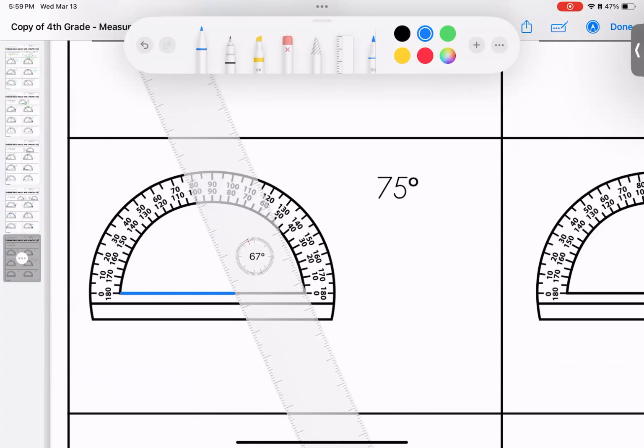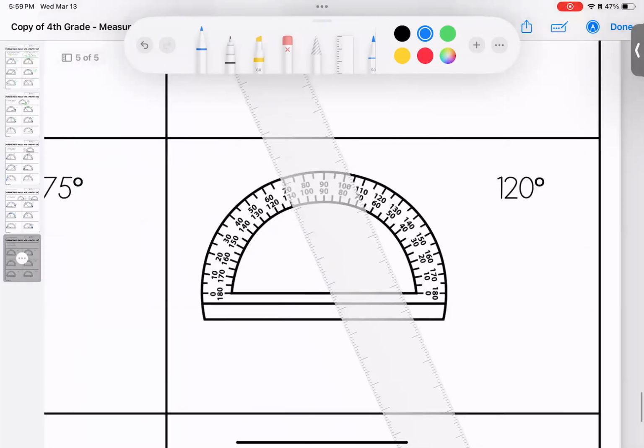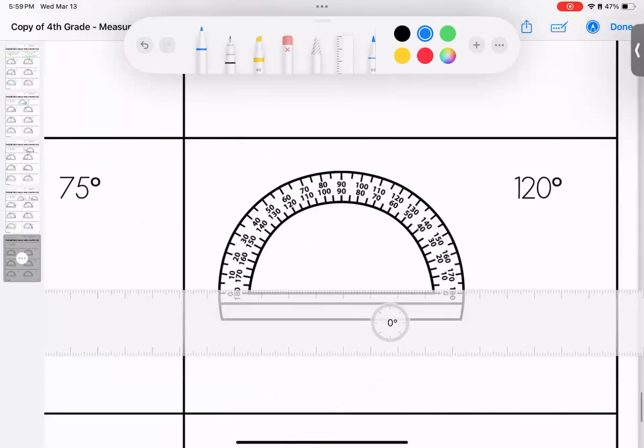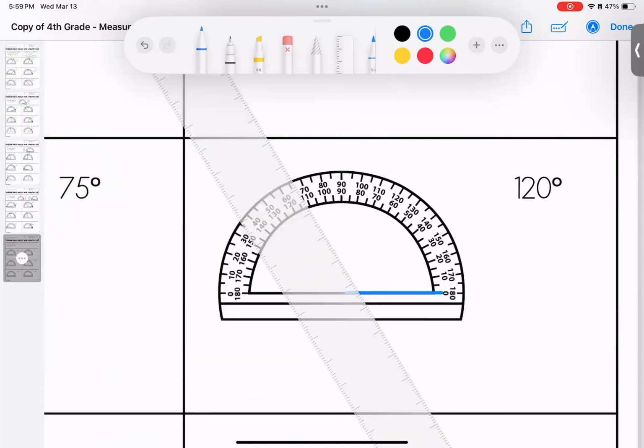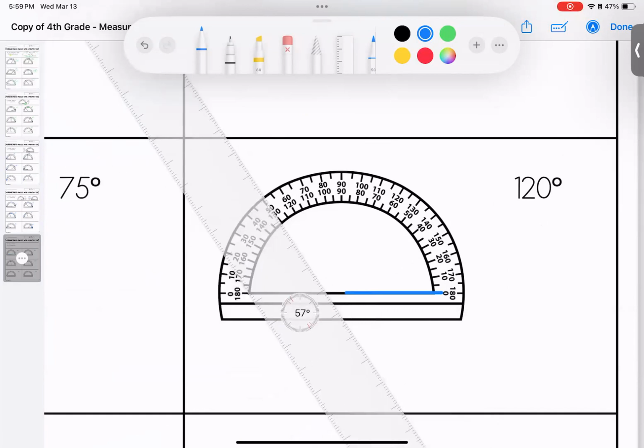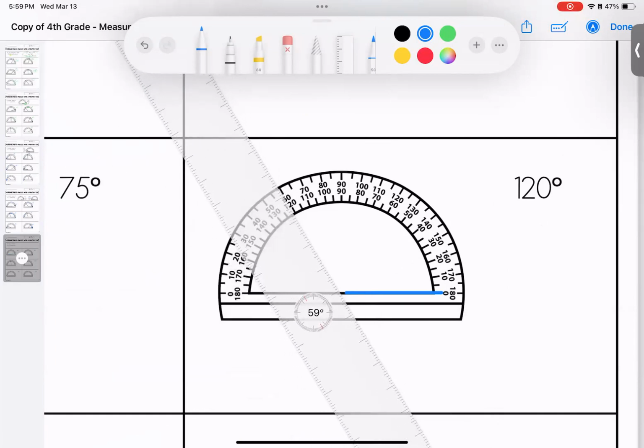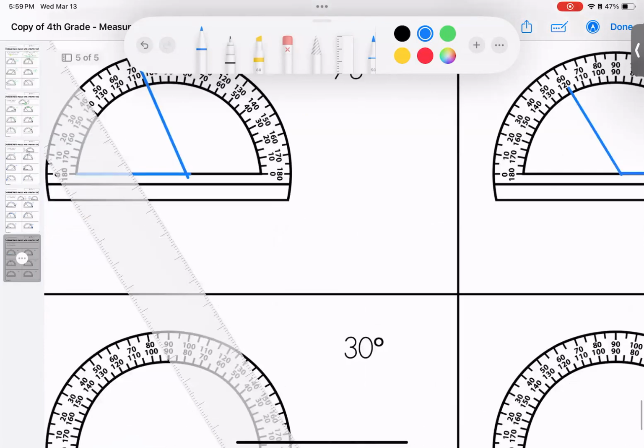Let's get that as lined up as we can. There we go. 75 degrees. Coming over here, I'm going to use outside numbers. So let me get my starter line with 0. I'm sorry, inside numbers. Inside numbers. Go to 120, looking on the inside. There we go. Starting with my 0 here, all the way around to 120.